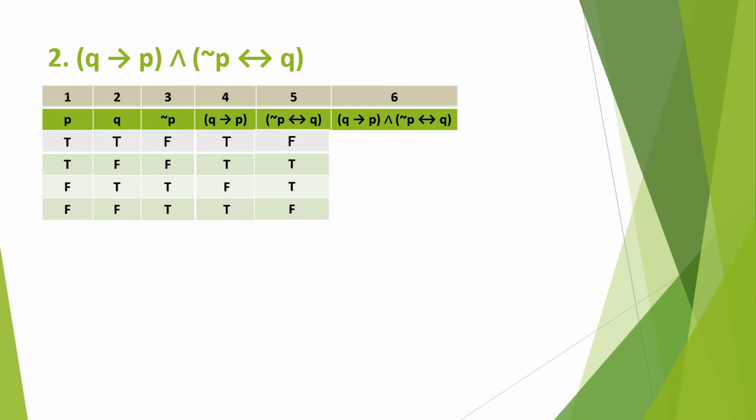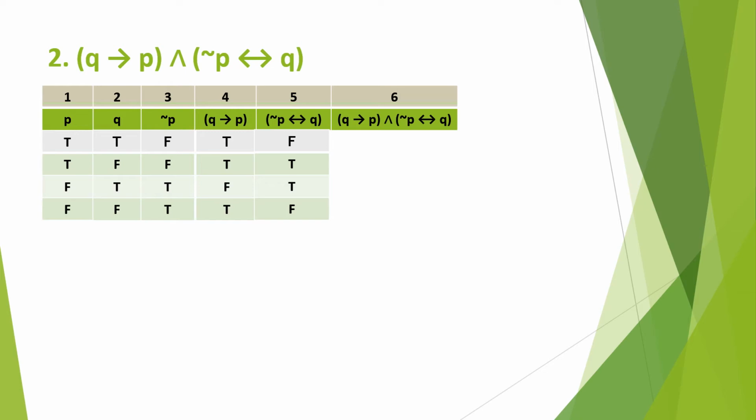Now for the sixth column, that is Q implies P, meaning the fourth column, and negation P if and only if Q, that is the fifth column, and in between we have conjunction. So if one of the statements is false, it has to be false.